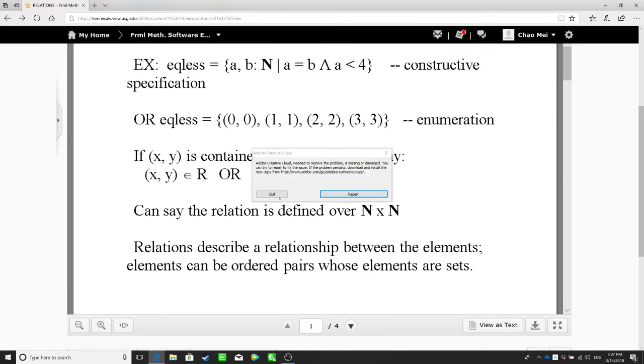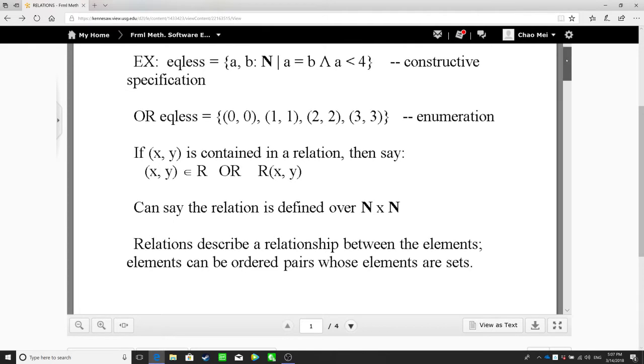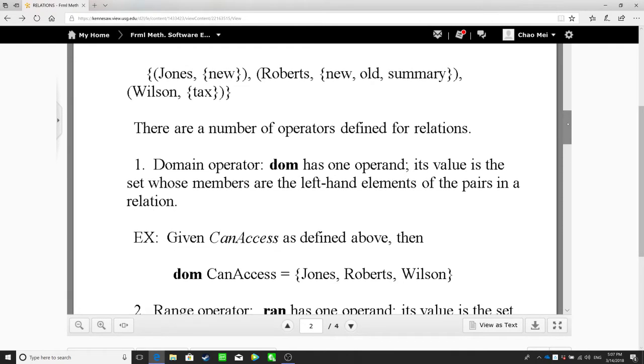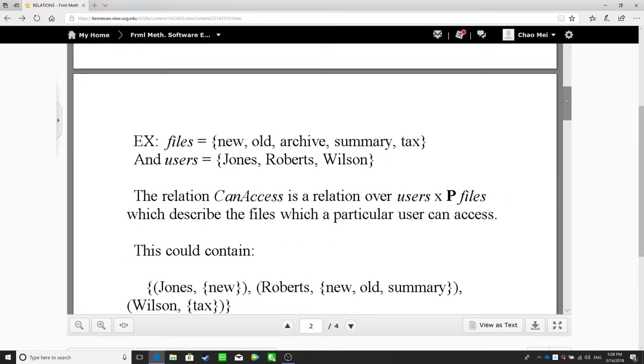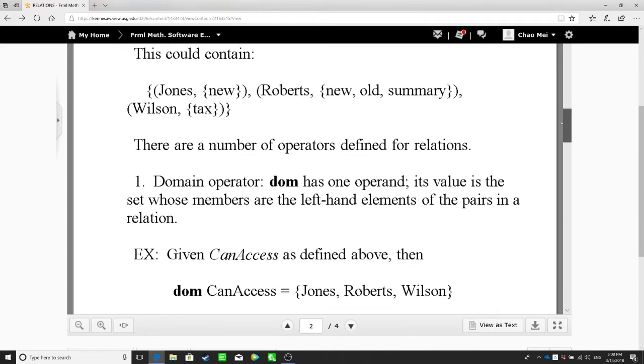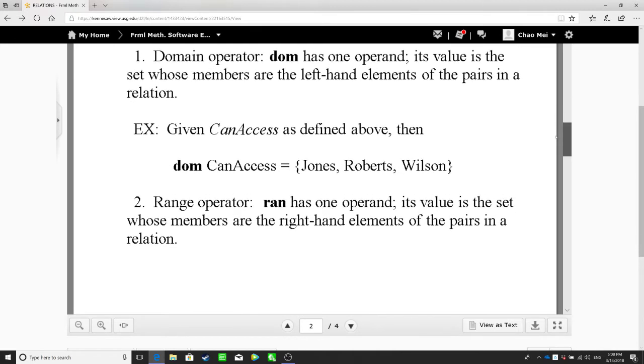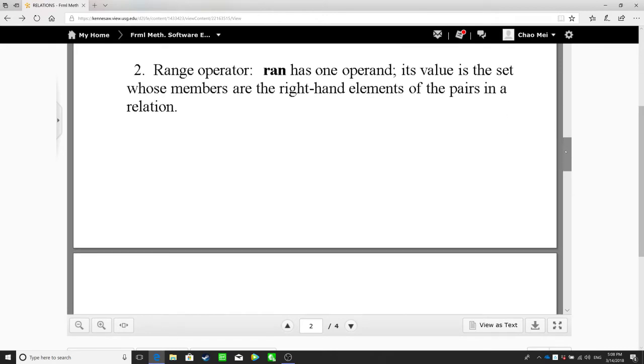Then we said, how can we give a name to the relation and define that relation. Here we have two operators. First is the domain, DOM, and the other is the range. Which one returns the left hand and which one returns the right hand? Domain returns the left-hand element, and range returns the right-hand element of the pair. If you put range or domain in front of a relation, it returns a set of elements, which are all the left-hand or right-hand elements of those pairs.